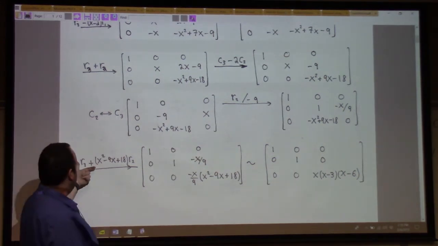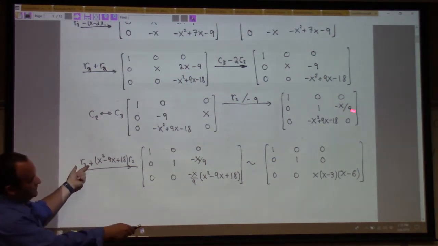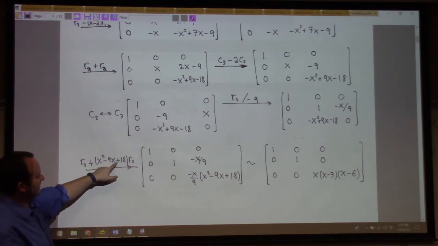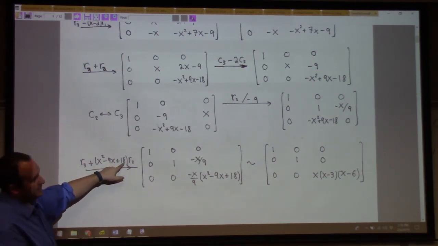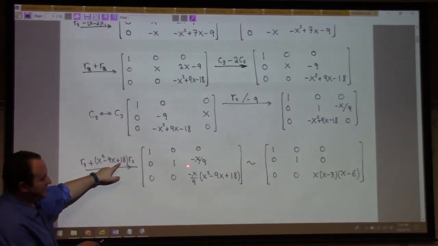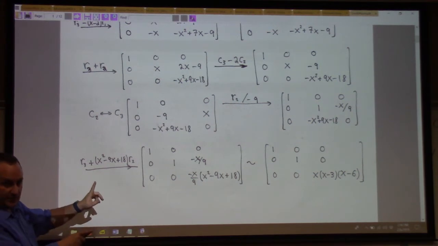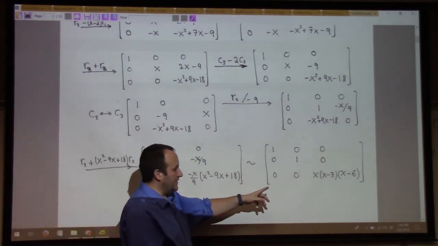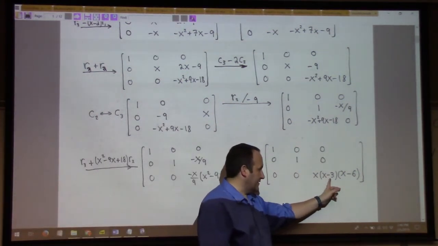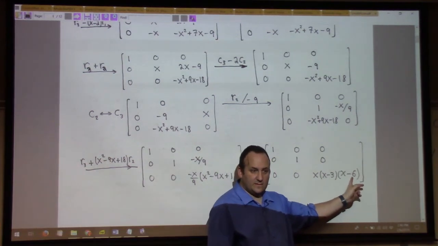Right? So row 3 minus (x squared minus 9x plus 18) times row 2, that puts this down here, right? Then I can use column operations to take this 1 and clear out that x minus 9. It leaves me with this. And there is the Smith normal form for this matrix. This reveals that the minimal polynomial is x times (x minus 3) times (x minus 6).